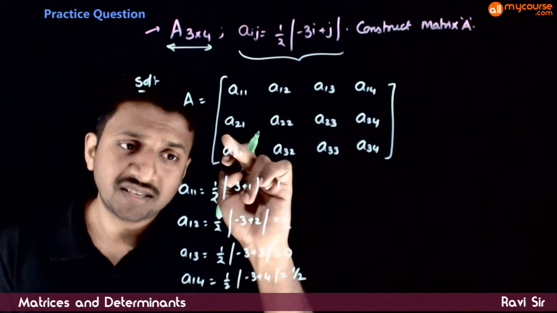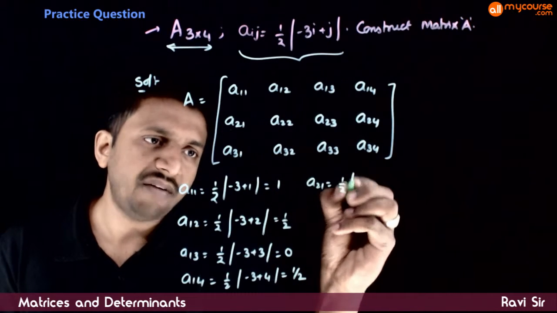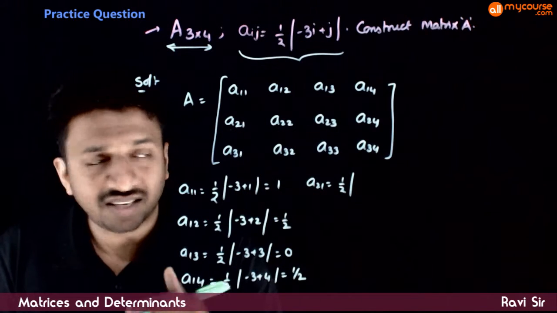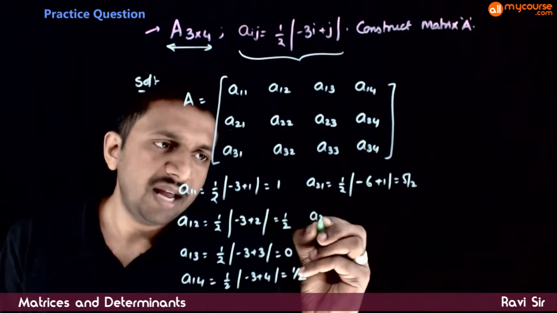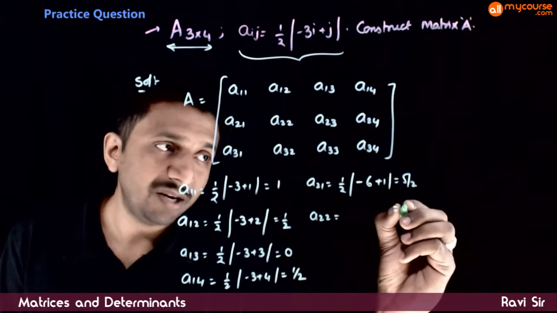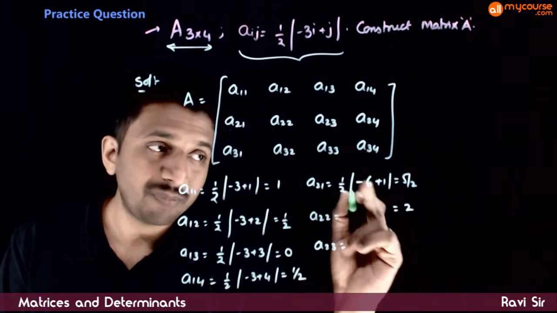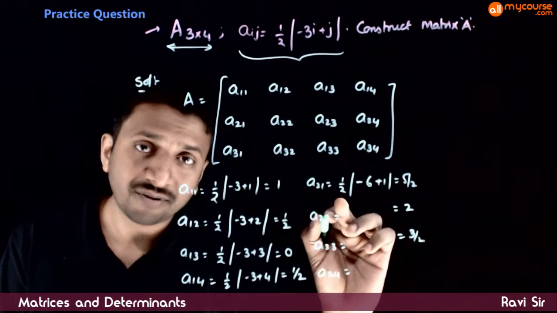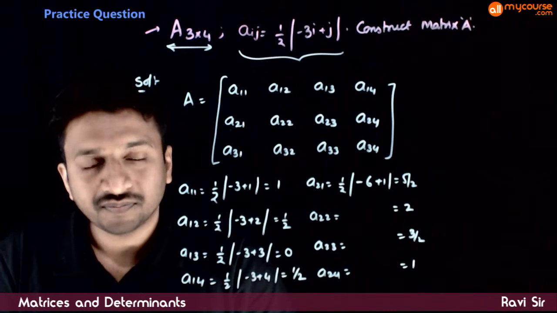Next, let us write the elements of the second row. A21 is equal to half times, if i is equal to 2, minus 3 into 2 becomes minus 6. So minus 6 plus 1 is 5 by 2. So A22 is minus 6 plus 2, 4 by 2, is 2. A23 is half of minus 6 plus 3, which is 3 by 2. A24 is half of minus 6 plus 4, which is equal to 1.